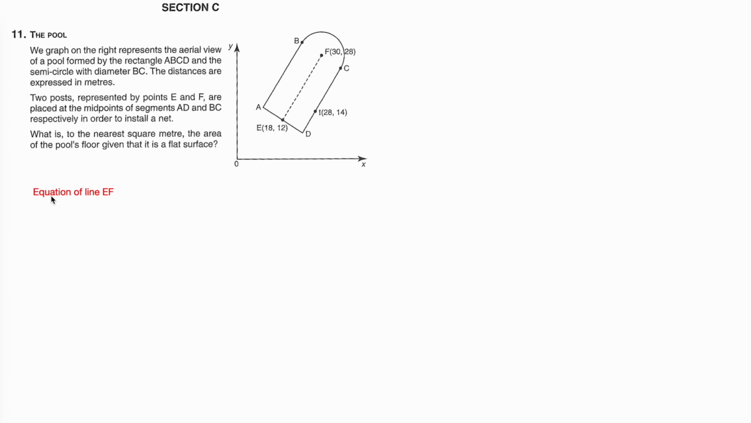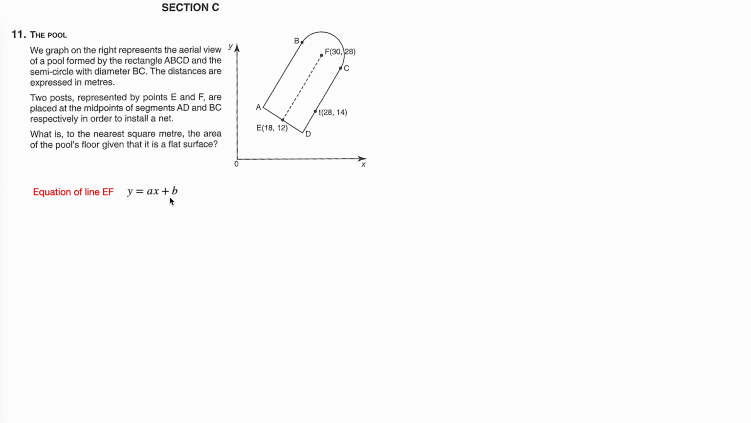I want to figure out the equation of line E to F, because once I know that equation, then we'll know its slope. We can figure out this slope, and we can use our distance from a point to a line to figure out this distance. Double it would be the length A to D. Also, that's the radius of our semicircle. We're going to need to know the equation of this line.